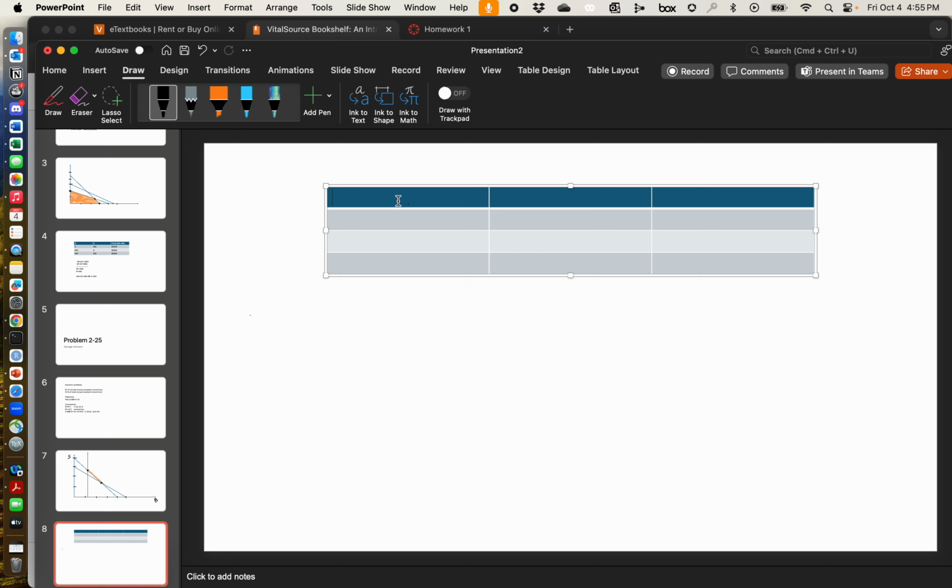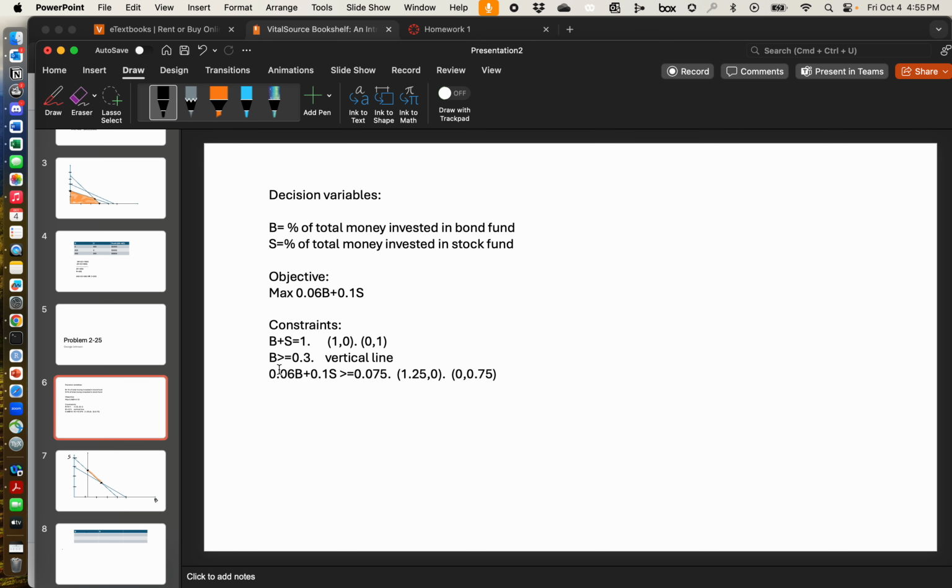All right, so we have B and S, bond fund and stock fund, and the objective function is right here.